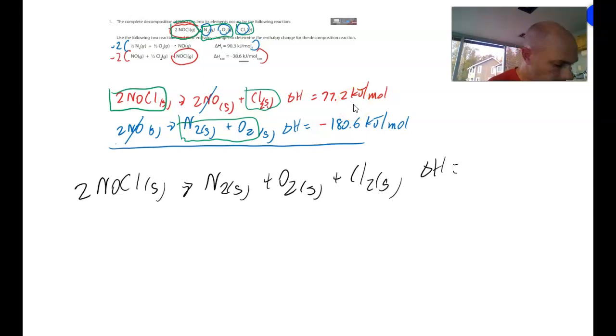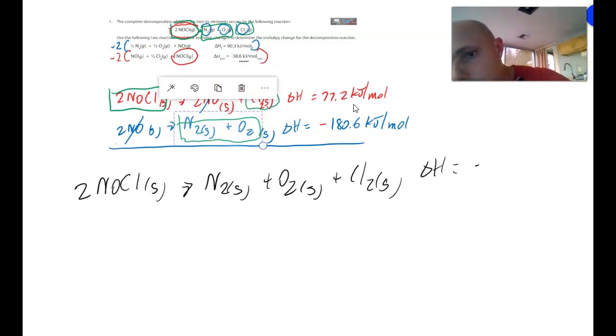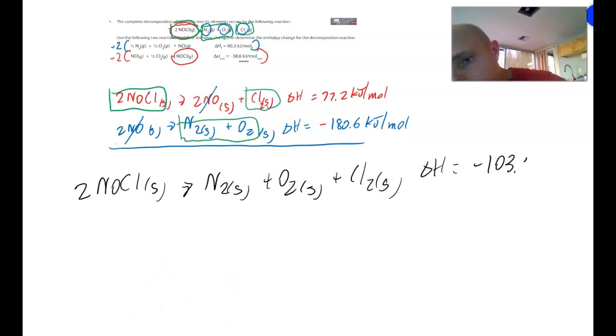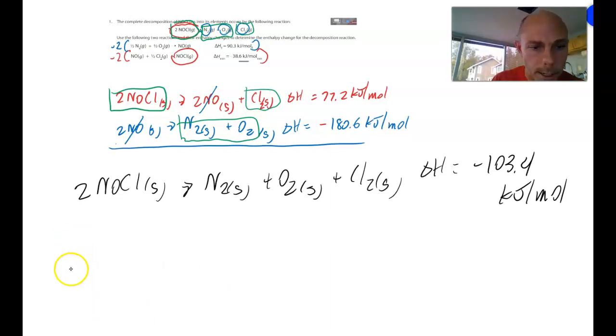If I add 77.2 to -180.6, I get -103.4 kilojoules per mole. Sorry for the delay. I'm still mad at my computer. All right, so there was a nice example problem of Hess's law.